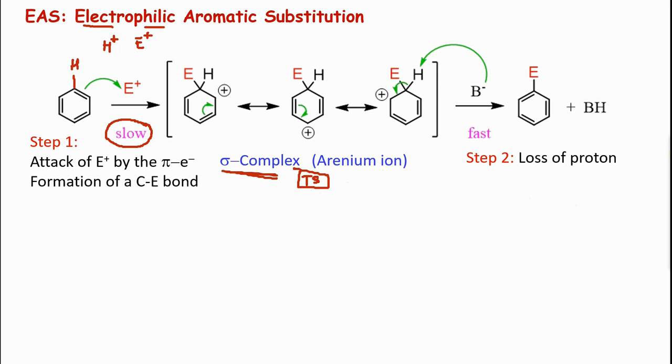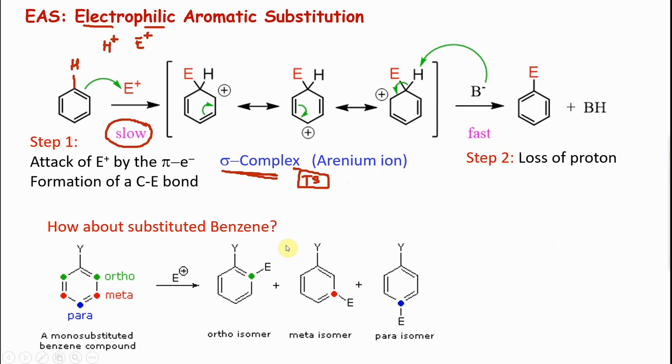Now what if it's more than a benzene ring? How about a substituted benzene ring? When we say a substituted benzene ring, there is something already present on the benzene as a substituent. So let's say Y is a substituent. If this is present, how is it going to affect things? Where is the electrophile going to go? There are possible positions: ortho, meta, para. We are going to see who determines that.